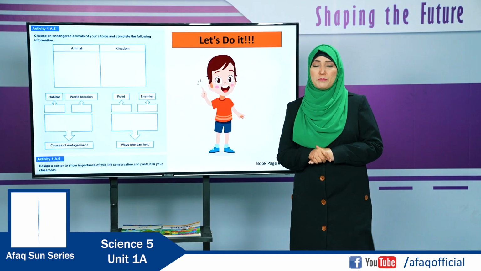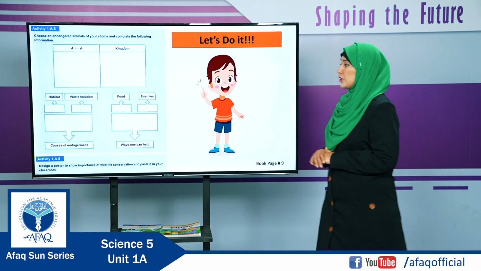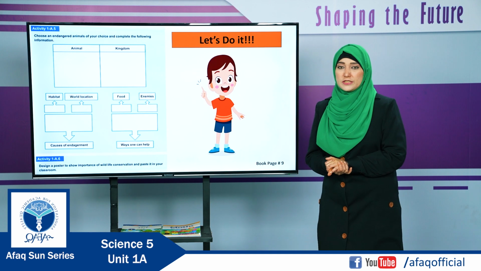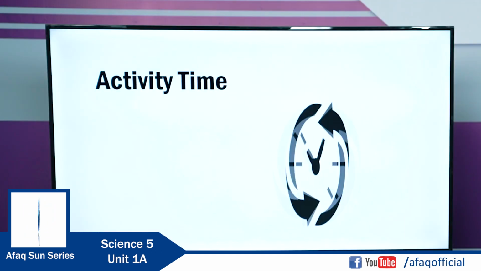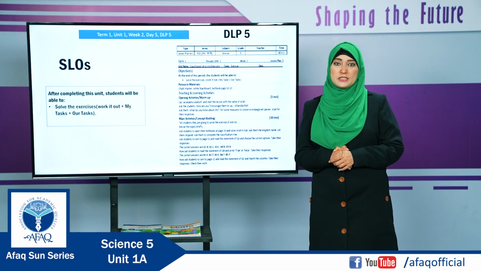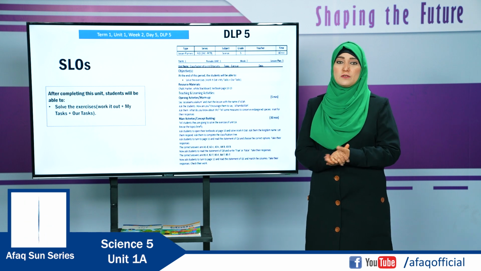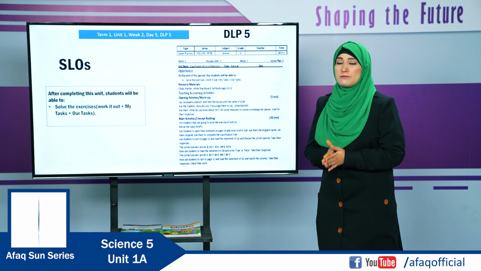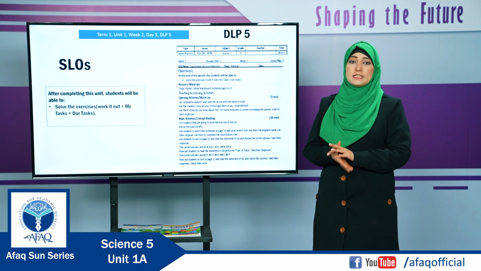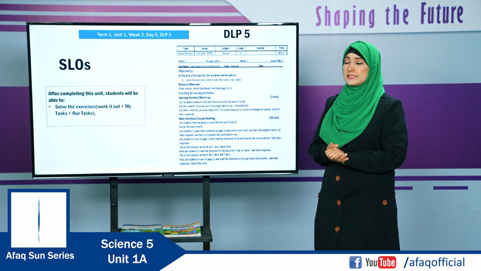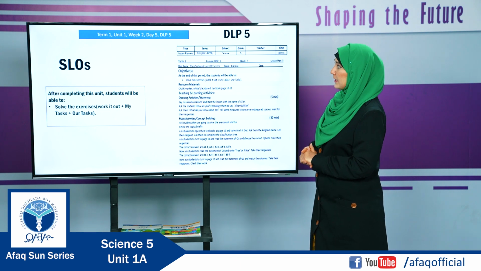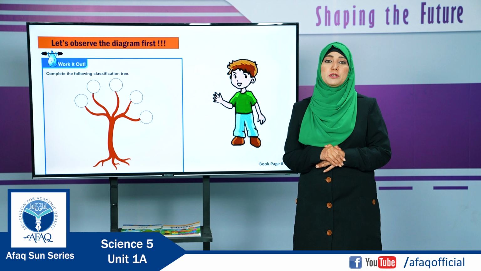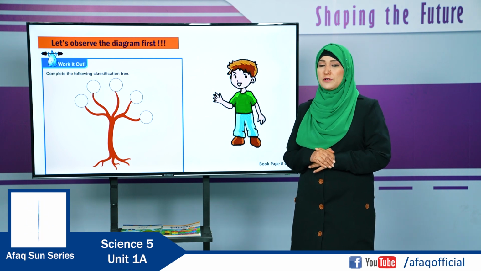Now students, open your book page number 9 and solve the activities given on this page and show it to your teachers or parents. It's activity time. Okay students, you have learned about classification of living organisms. We have completed our chapter. Now you have to solve the exercises. The complete methodology to solve the exercises is given in DLP 5 of Day 5, Week 2, Unit 1, Term 1. Students, open your book page number 10 and solve this worksheet out.